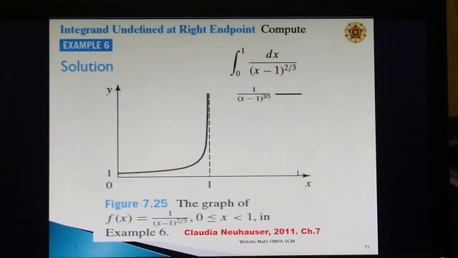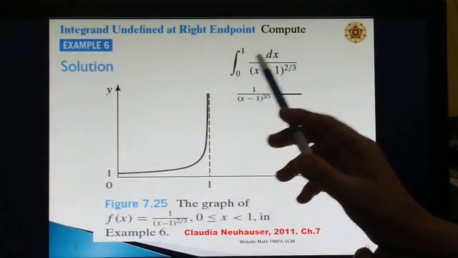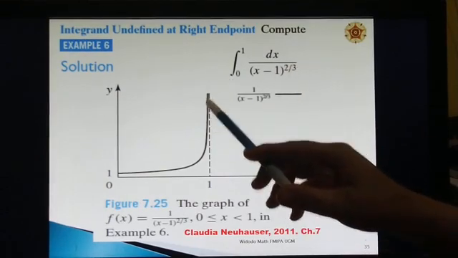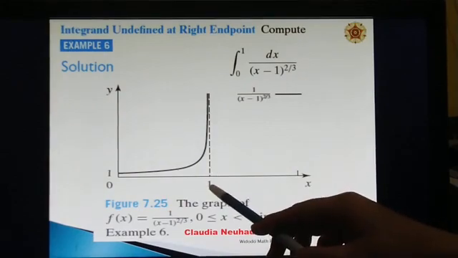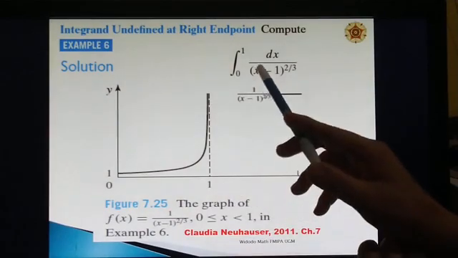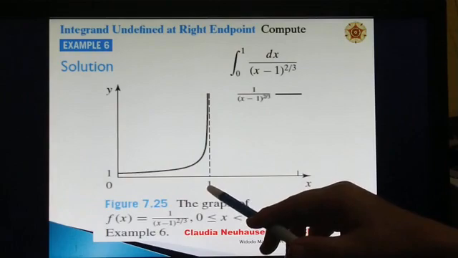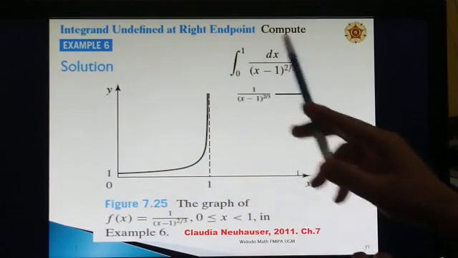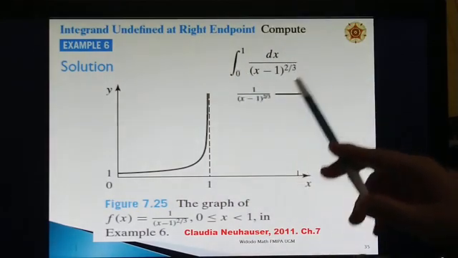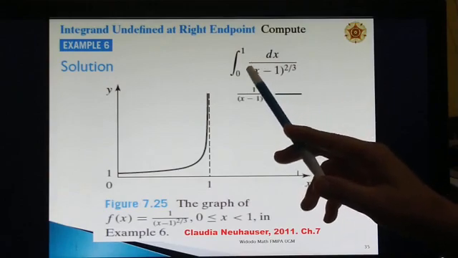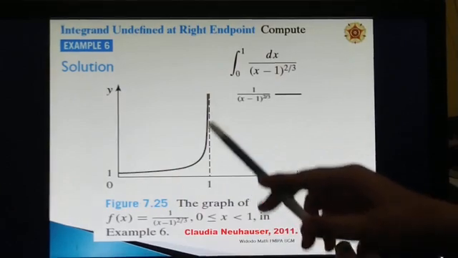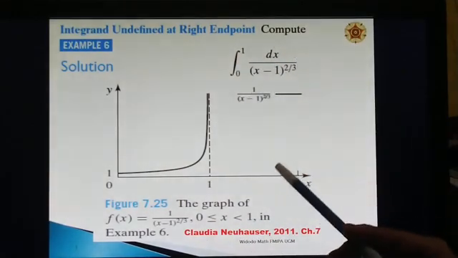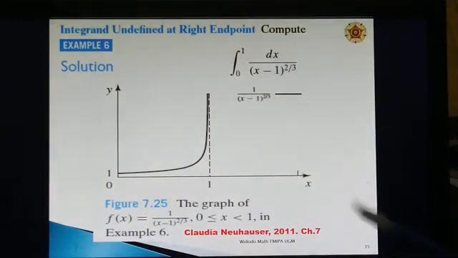For example, the integral from 0 until 1 of dx divided by (x minus 1) to the power 2 over 3, where the graph looks like this. You see here, at the point 0 it is a normal real number, but at the point 1 from the left, the function tends to infinity, so this is an improper integral. It looks like not an improper integral, but it is, because the limit of this function tends to infinity as x tends to 1 from the left. So how can we find the value of this improper integral?